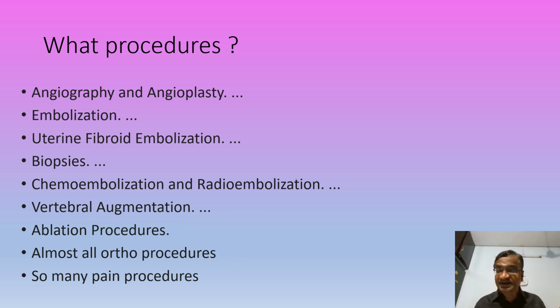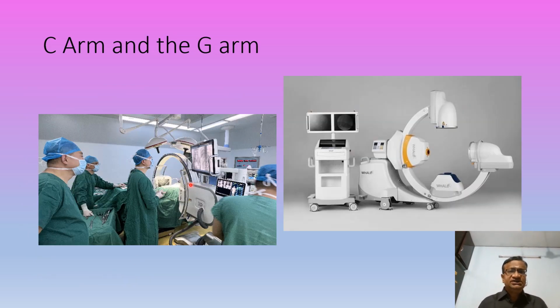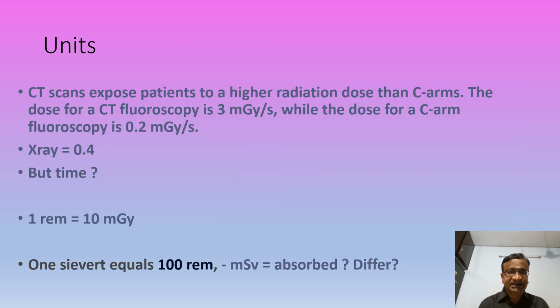Previously, they used to have only closed procedures. Now, if they open the clavicle and do plating, they check with C-arm as well. So it has become like this, with so many pain procedures. This is a C-arm and there is something called a G-arm. You don't need to rotate it. The AP view will come, the lateral view will come like this. You may not need to rotate here and there.